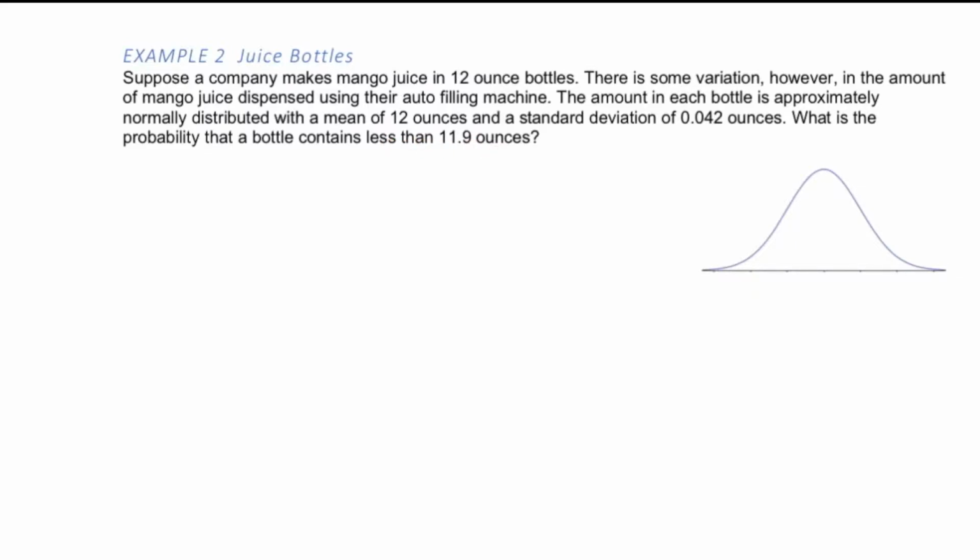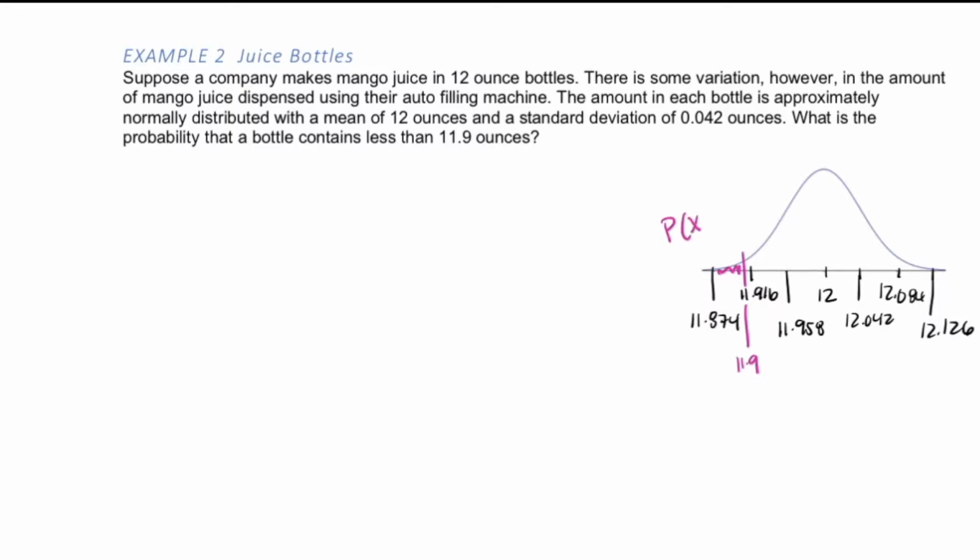So let's not convert to a z-score. Let's start with our mean of 12, and we're going to add one standard deviation to 12 3 times. And we'll subtract it as well. So here is 11.9 about. And we want to know the probability that a bottle of mango juice will have less than 11.9 ounces.